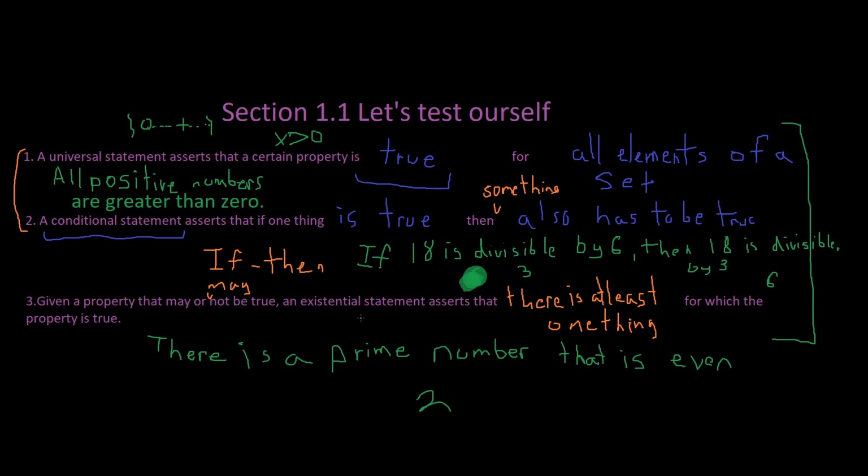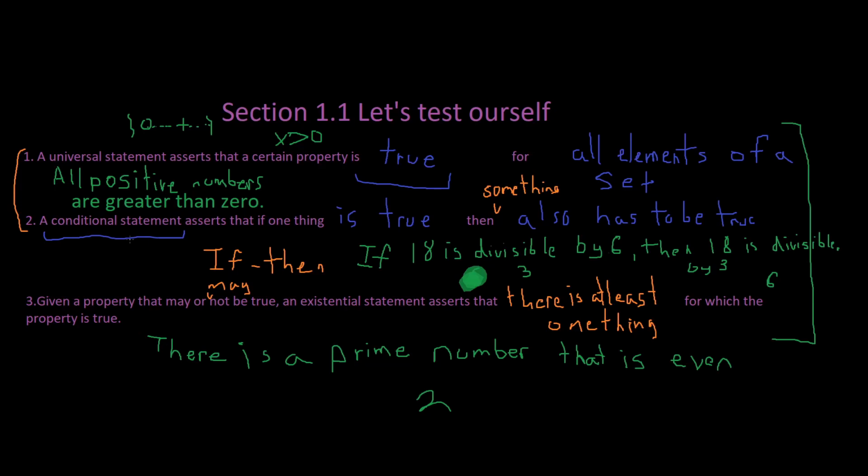And it asserts that there's at least one thing for which the property is true. So this is what it's asserting. It's saying that there has to be a prime number that is even. And not necessarily does it have to be true, but in this case it is true. And so that's the basis of an existential statement. An existential statement doesn't have to be true. It just means that you said something, you made a claim, and that claim could be either claim or statement, right? Or proposition.